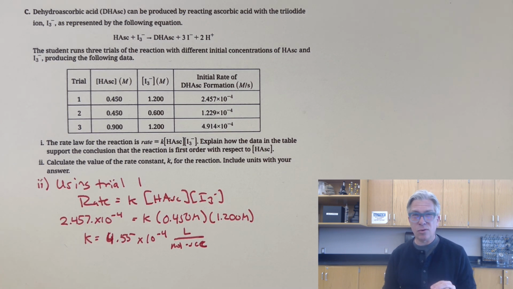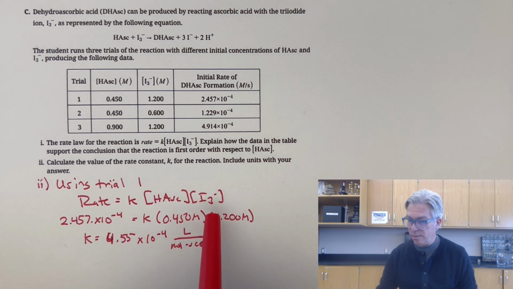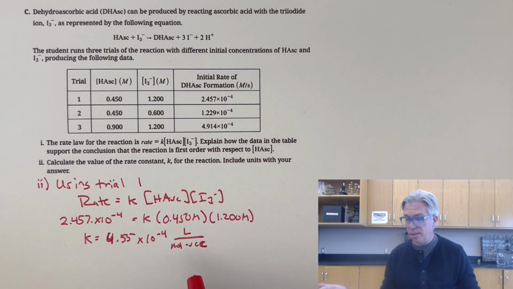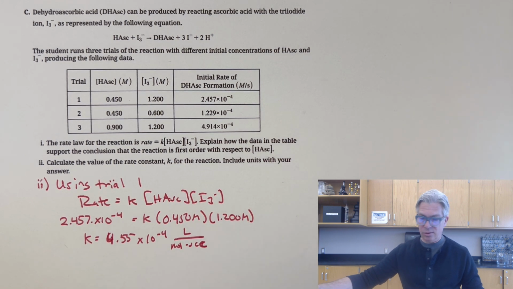So it's a second order overall reaction, and so if it was first order just with one of them, it would just be 1 over the time. But in this case, it's second order overall, so we get liters over moles seconds.